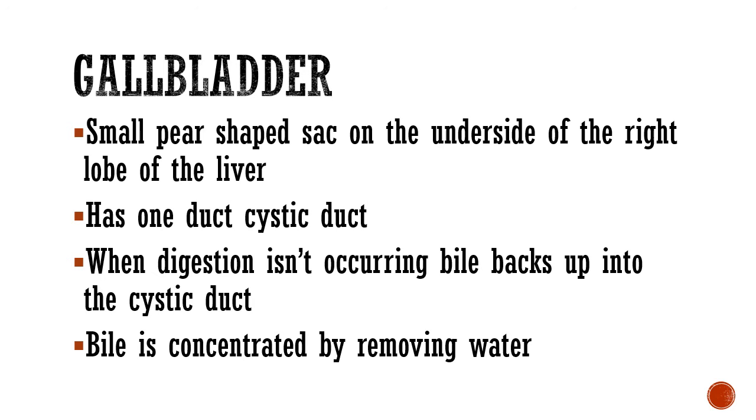When your digestion is not occurring, your bile is going to back up into the cystic duct, and then bile is concentrated by removing water. So what we do is we actually take water out to concentrate it, which is one of the things that the gallbladder does.